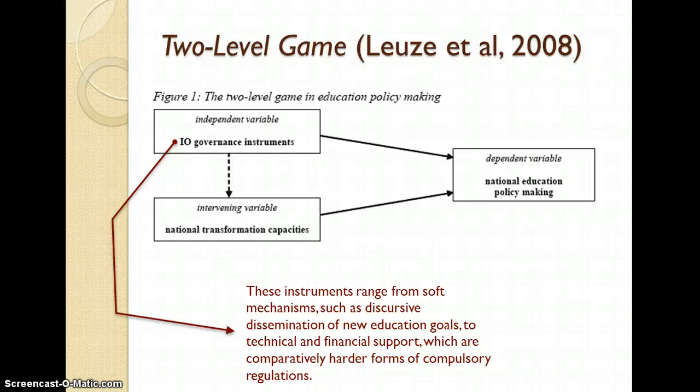So how does the two-level game work? That's going to be an important thing to figure out. And Leuze et al. have put a model out there, which is one way of thinking about how this interaction between international organizations and national education systems might work.